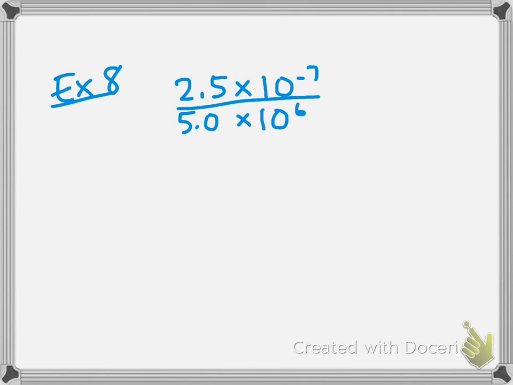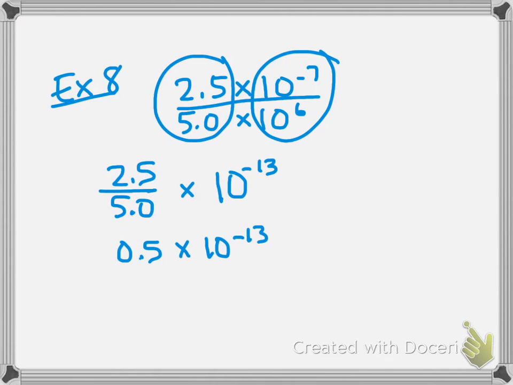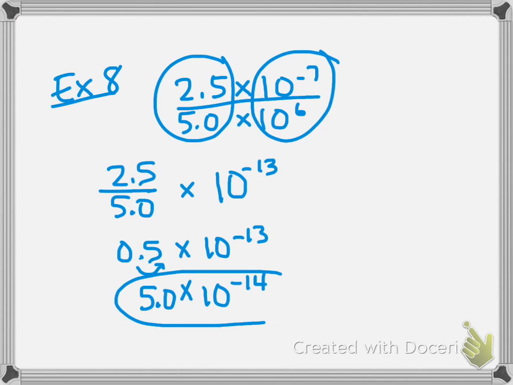Okay, example 8, we're dividing now, so we're going to divide the numbers first. 2.5 divided by 5.0 times, and then, since this is dividing, we subtract the exponents. So negative 7 minus 6 is negative 13. Okay, 2.5 divided by 5.0 is 0.5 times 10 to the negative 13. Now the decimal has to be between the first two regular numbers. So there's a 0 right there, so I need to move it to the right. So it's 5.0 times 10, and because to get it back to where it was, we go to the left, it's negative 14. So 5.0 times 10 to the negative 14.